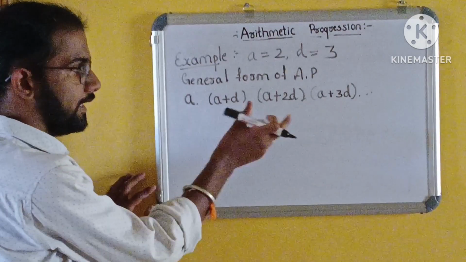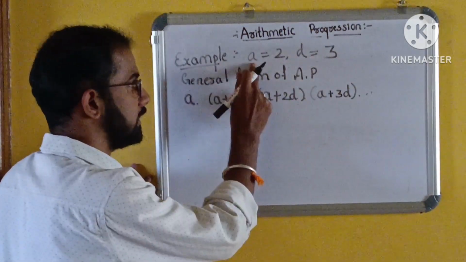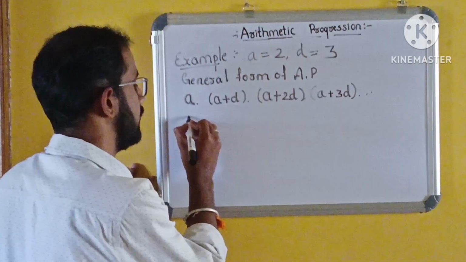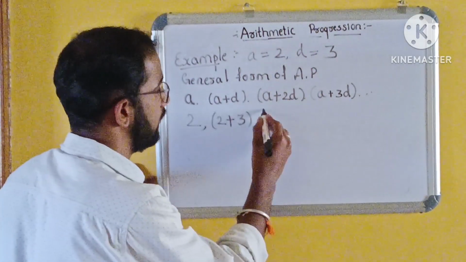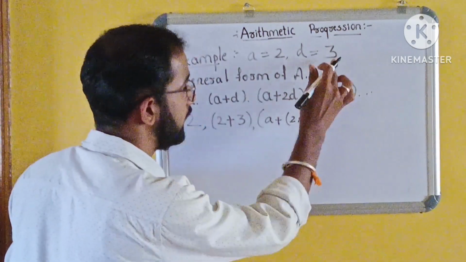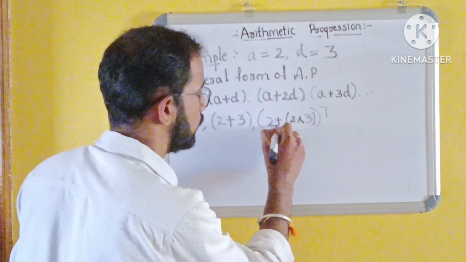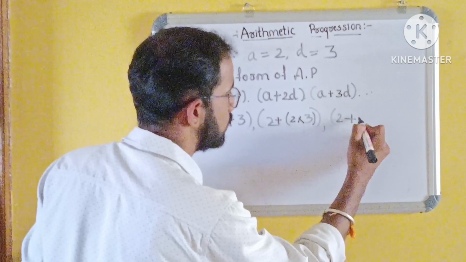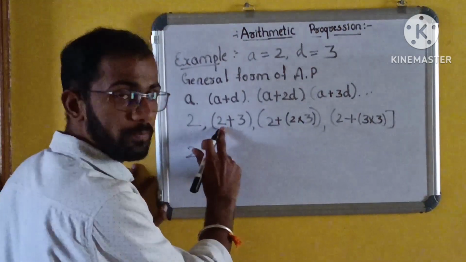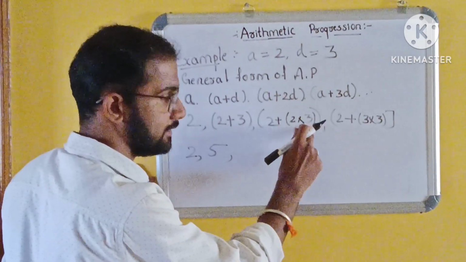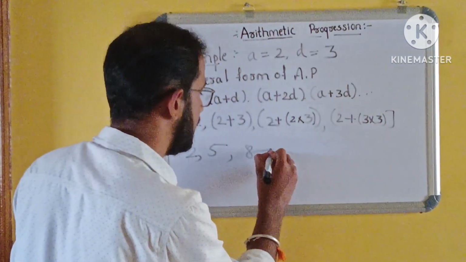Now we should substitute this information here. a is the first term, also given in the question. a is 2, then a plus d is 2 plus 3, and a plus 2d is 2 plus 2 times 3. So the first term is 2. 2 plus 3 is 5. 2 threes are 6, 6 plus 2 is 8. 3 threes are 9, 9 plus 2 is 11.